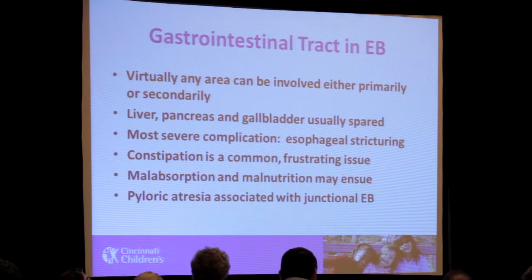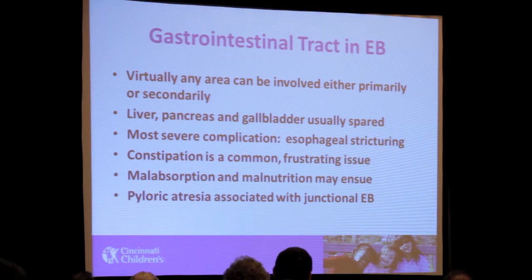So virtually any part of the GI tract can be involved either primarily or secondarily. The secondary consequences are well known in the GI community, but not beyond it, and I want to talk about that for a minute. The liver, pancreas, and gallbladder are usually not affected unless it's totally unrelated to EB or it's related to a medication. The most severe complication that we worry about are the esophageal strictures, and as I said, that'll be covered tomorrow. Constipation, I find, is what frustrates parents the most. It's a common, frustrating issue.